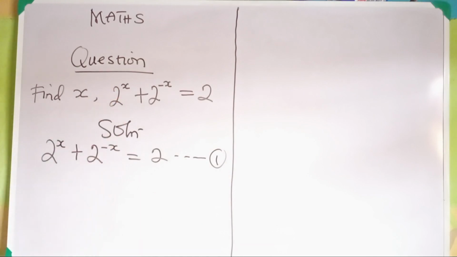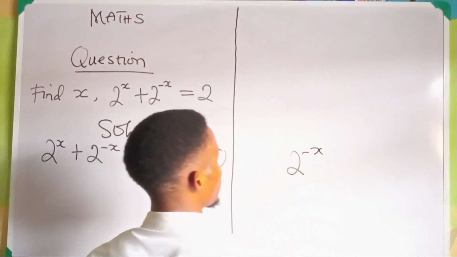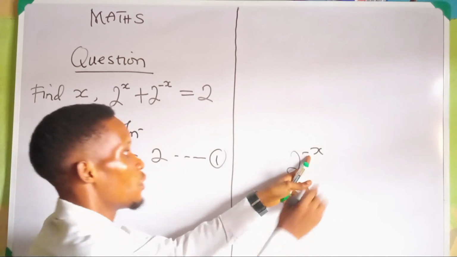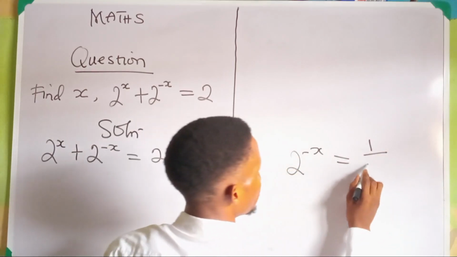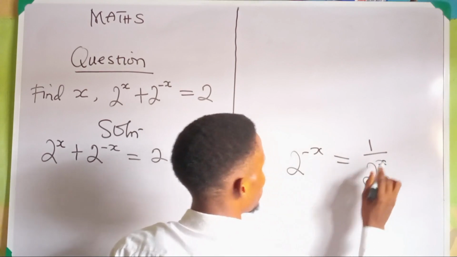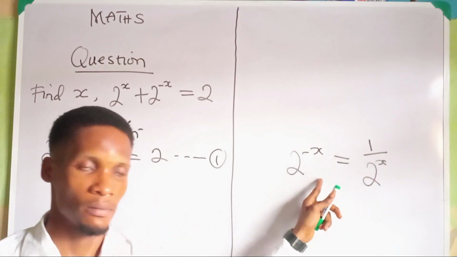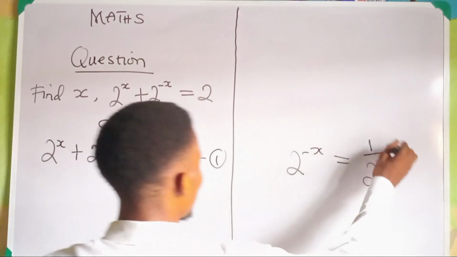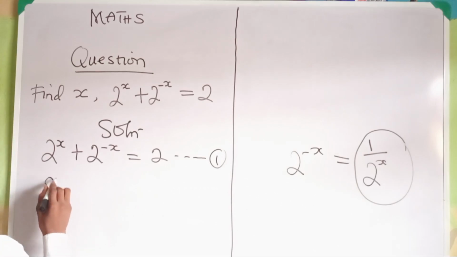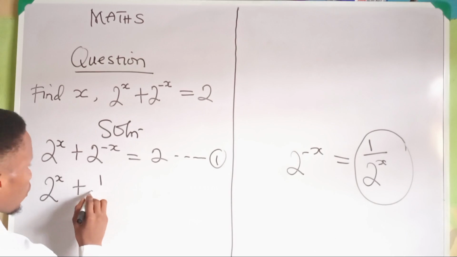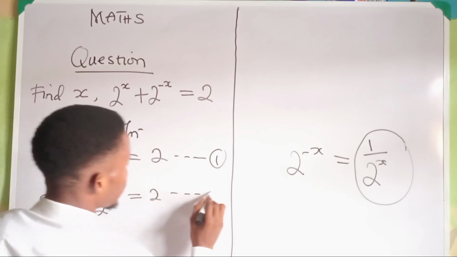What do we do here? You know that we have a number of this type, 2^(-s). This minus here is always 1 all over the base, which is 2, then raised to the power s. This can be transformed to be this, they're all the same. So that's how we're going to transform it and make use of this here. If we do that now, we're going to have 2^s + 1 over 2^s = 2. This is equation 2.